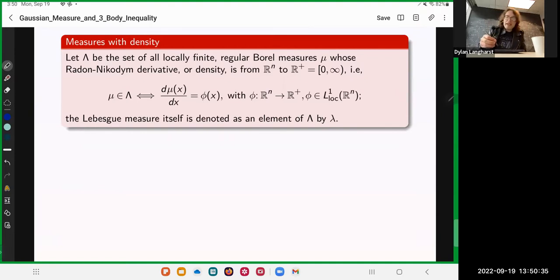All that means is I can take my measure mu, and it has a density with respect to Lebesgue, and that density is locally integrable. But let's just think continuous. We don't have to get fancy here.